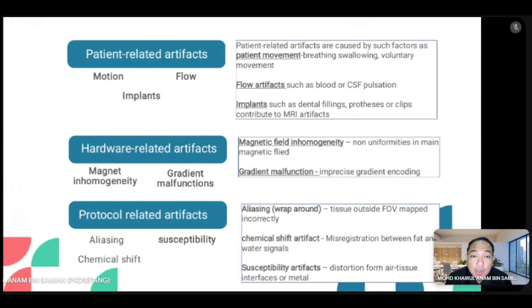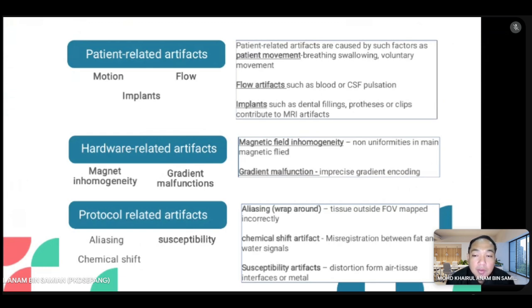Artifacts can be classified into three: patient-related artifact, hardware-related artifact, and protocol-related artifact. Patient-related artifacts are caused by factors such as patient movement, which is the patient breathing, swallowing, and voluntary movement. Then flow artifacts such as blood or CSF pulsation, and also implants such as dental filling, prostheses, or clips contribute to MRI artifacts.